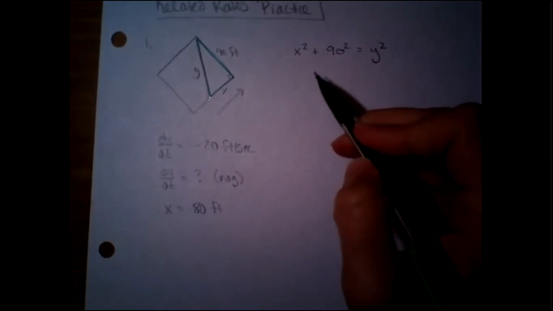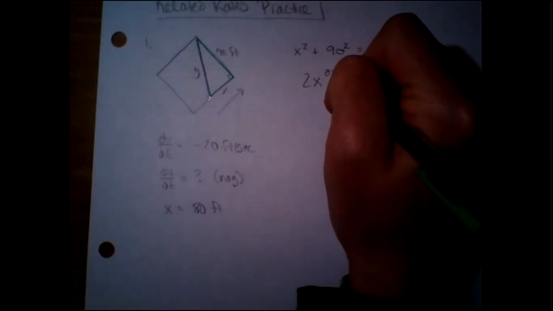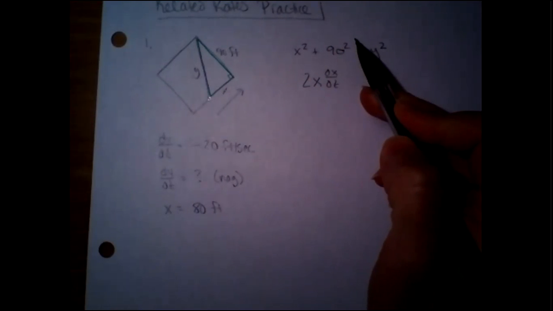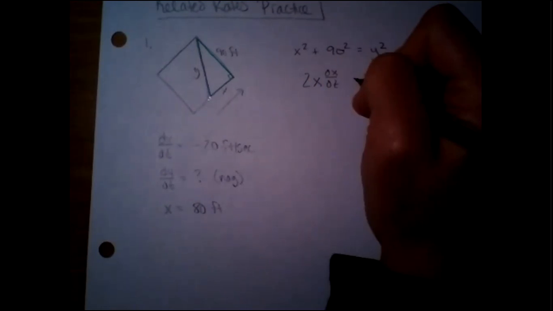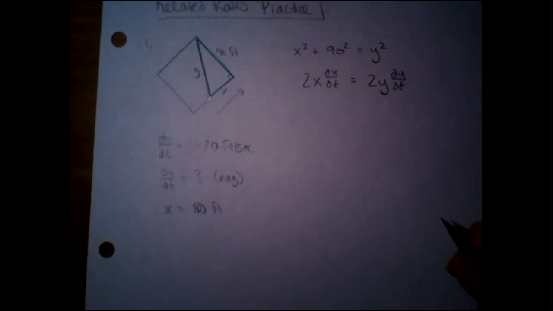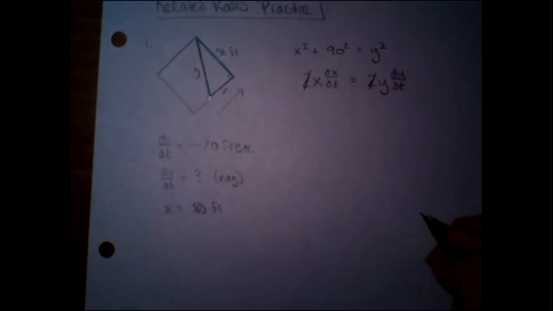And so then we're going to take the derivative with respect to time. So this is 2x dx/dt. 90 squared is a constant, so that's gone. Again, the bases are not moving. And then 2y dy/dt. And so again, I'm going to cancel out the 2's just to simplify that down. And then we're going to plug in everything we've got.